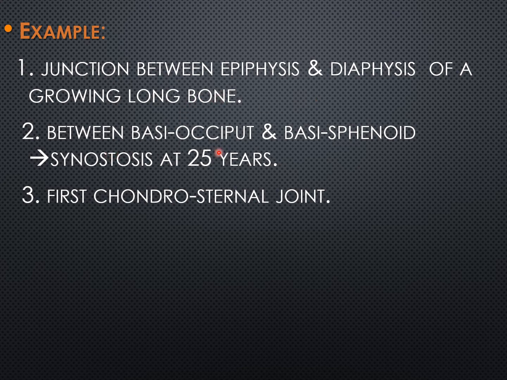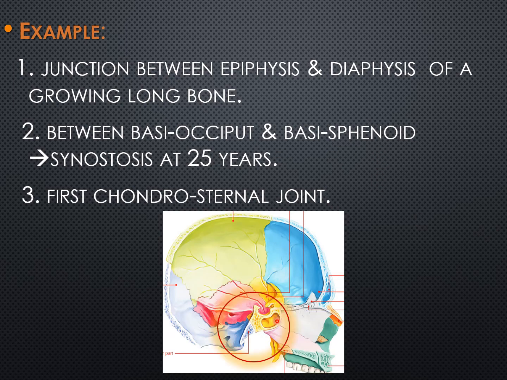Then between the basi occiput and the basi sphenoid, there is a piece of hyaline cartilage. Yellow colored bone is the sphenoid bone, and this blue colored bone is the part of occipital bone. So between these two, there is a plate of hyaline cartilage, and it will be replaced by bone at the age of 25 years. And also one more example is there, that is the first chondrosternal joint.